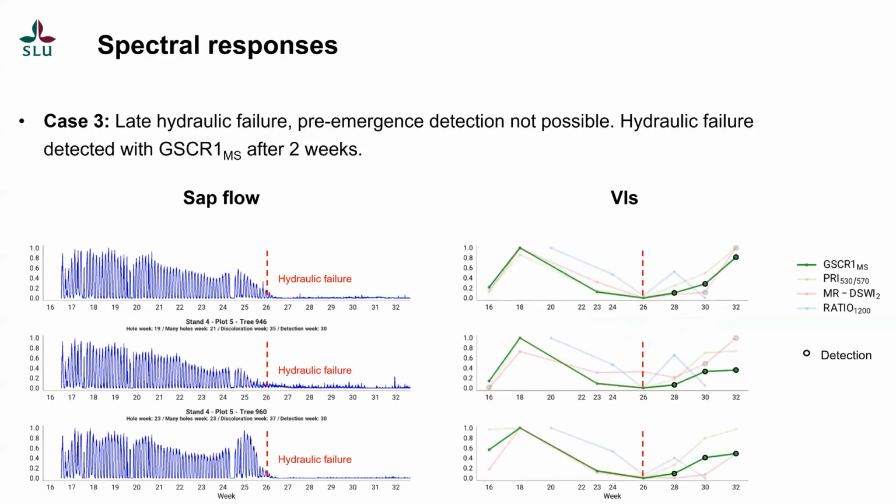And then for the other 3 trees, we had a bit of a different case, where the hydraulic failure occurred a bit later during the growing season. It occurred actually 2 weeks before the emergence of the bark beetle new generation. So in this case, we only detected these trees 2 weeks later during the emergence week. So the pre-emergence detection was not possible. But in the same way, this green shoulder indices was still very efficient in capturing these changes, while the other indices only responded later in the year.